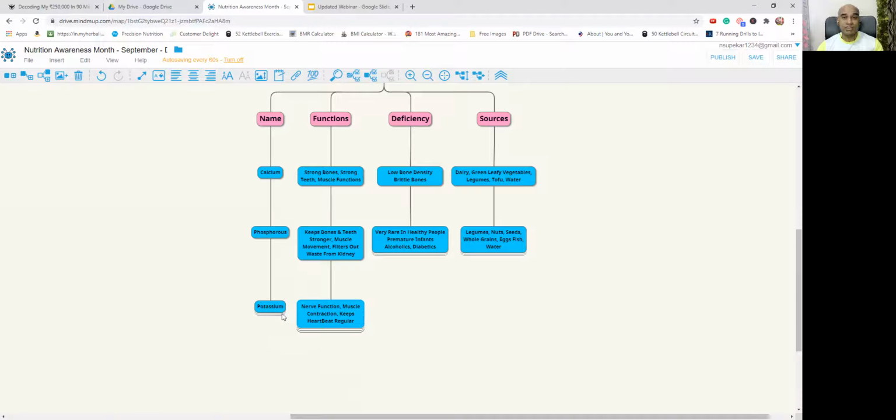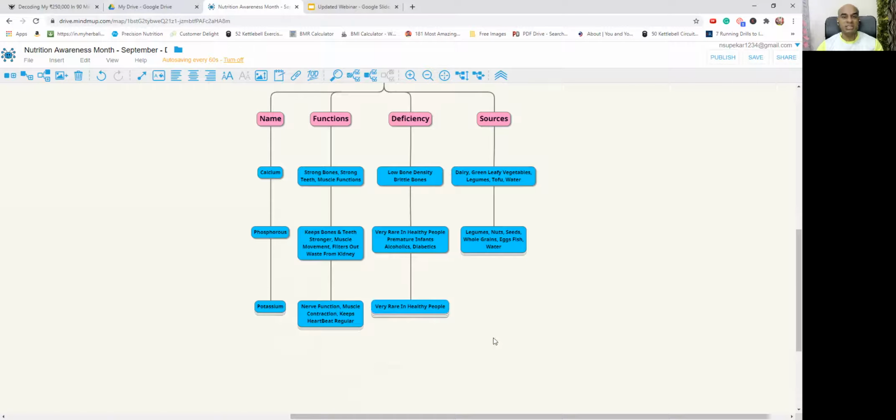Then muscle contraction, which you can call muscle movement also. And the most important part of potassium is to keep our heartbeat regular. So we should not miss a heartbeat, or our heartbeat should be continuous. So we should not have irregular heartbeat. So potassium will help to keep our heartbeat regular. Those are the functions.